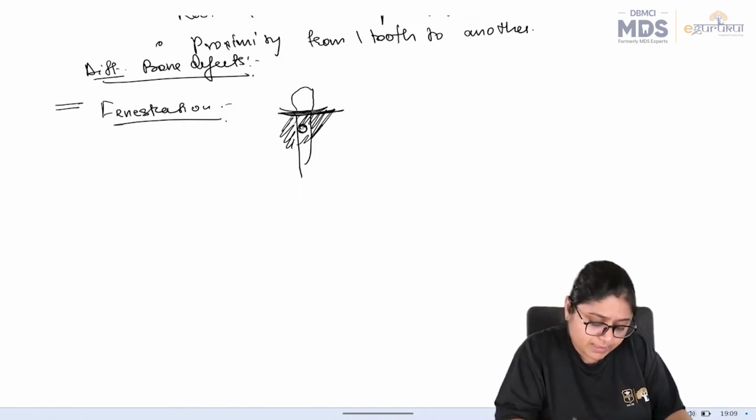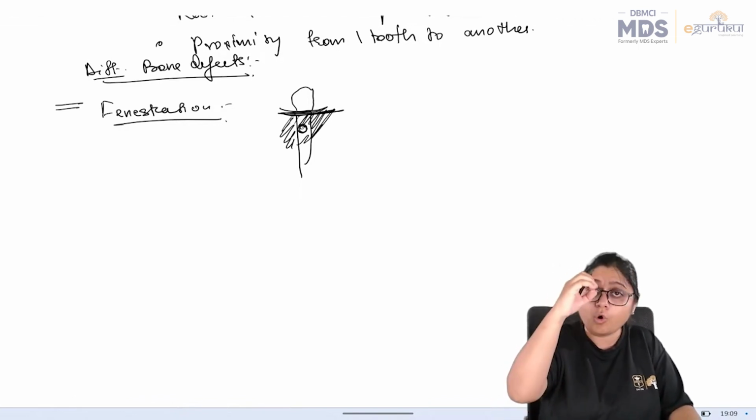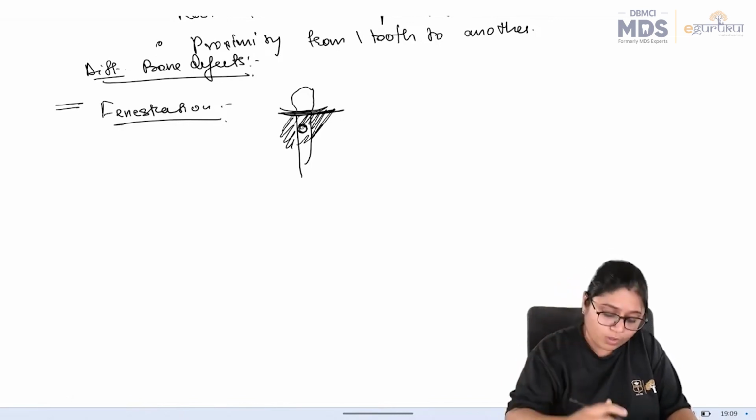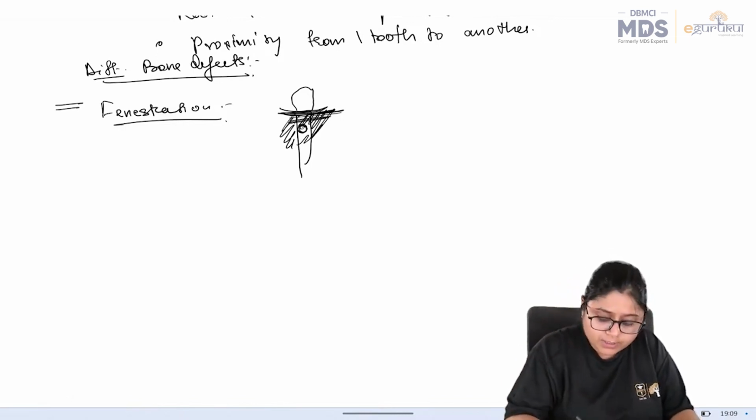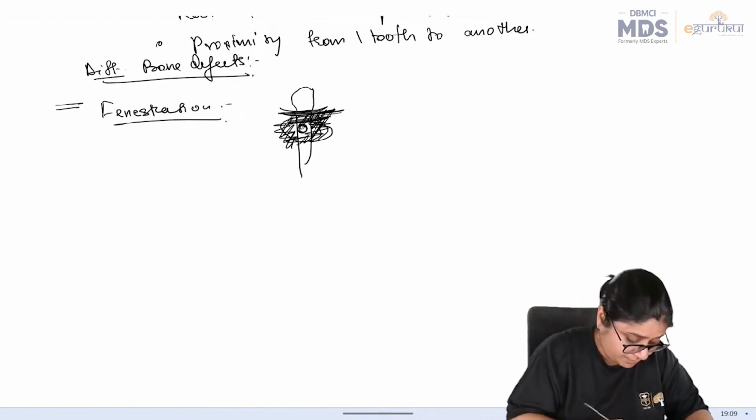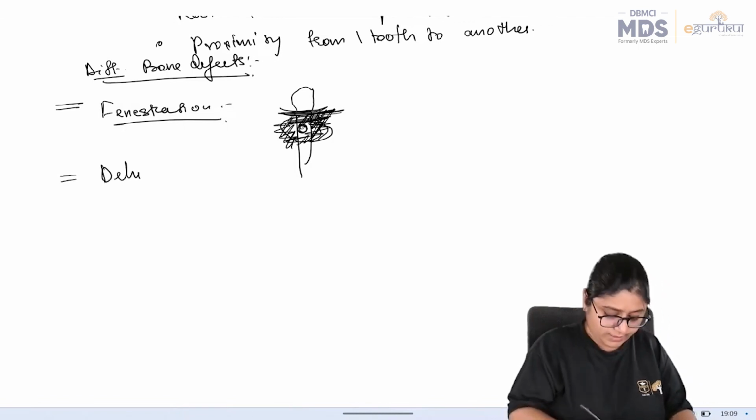So fenestration means, just remember guys, fenestration is a hole. Fenestration is a hole, and in this the marginal bone is present. It is like a circle, and all surrounding bone is clearly present in fenestration. And in dehiscence, we have already seen the marginal bone is not there.